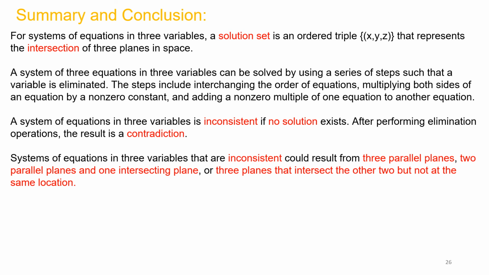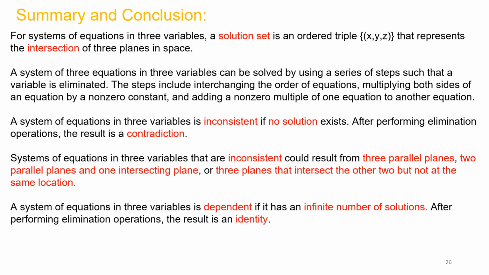A system of equations in three variables is dependent if it has an infinite number of solutions. After performing elimination operations, the result is an identity. Systems of equations in three variables that are dependent could result from three identical planes, three planes intersecting at a line, or two identical planes that intersect the third on a line.